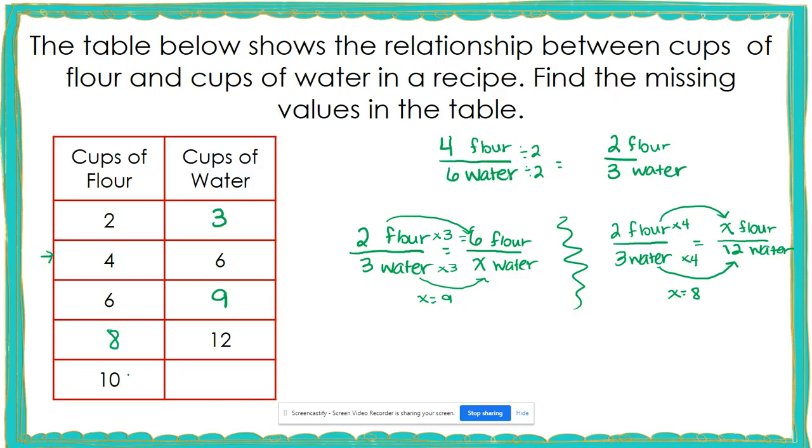Now I'm going to look at 10 cups of flour. So again, I use my rate of 2 cups of flour for every 3 cups of water. And in this case, I have 10 cups of flour, so that's going to go in my numerator. And what I don't know is how many cups of water I would need. Well, I know that to get from 2 to 10, I would multiply by 5 because 2 times 5 gives me 10. So to get from 3 to x, I would also need to multiply by 5. And 3 times 5 gives me 15, which means that for 10 cups of flour, I would need 15 cups of water.